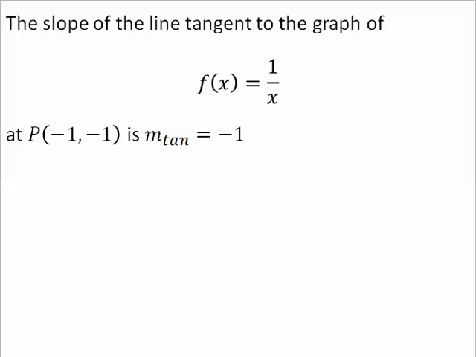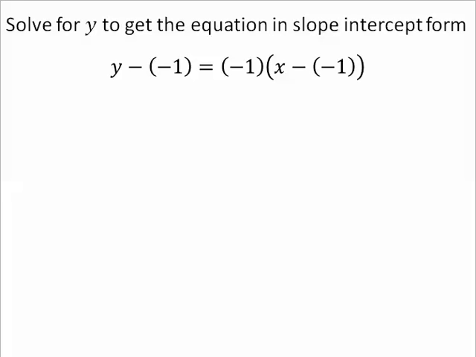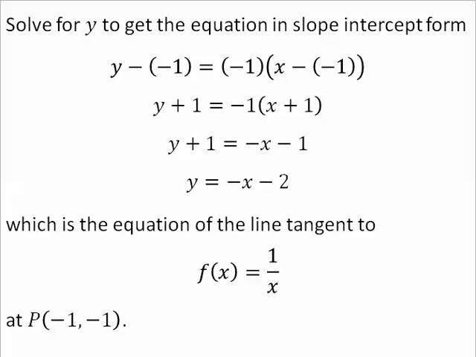What's the equation of the line tangent to the graph? To do that, I use the point slope formula for the equation of a line. I use the fact that y naught is -1 and x naught is -1, and the slope I just found to be -1. So in order to get the equation in slope-intercept form, all I'm going to do is solve for y. There's a lot of negatives here, so part of the cleanup is just dealing with the negatives. And once I solve for y, I get y equals -x minus 2, which is the equation of the line tangent to the graph of f of x at the point -1, -1.